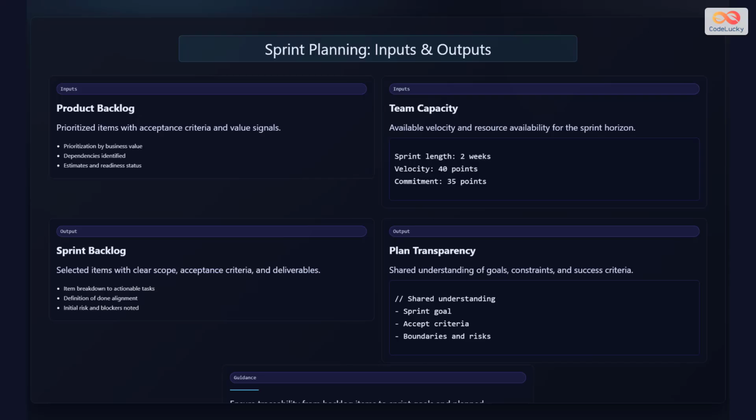Once items are selected, the team breaks down larger stories into tasks and identifies any technical dependencies or risks. Finally, the team commits to the selected work and agrees on a sprint goal that guides decision-making throughout the sprint. This transparent process ensures shared understanding and realistic commitments.